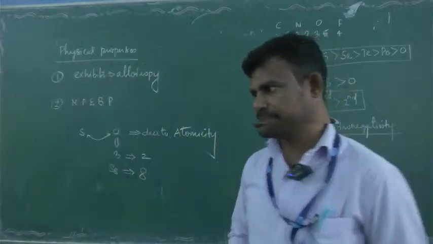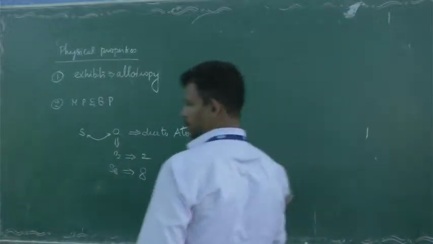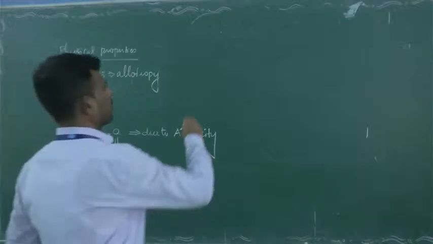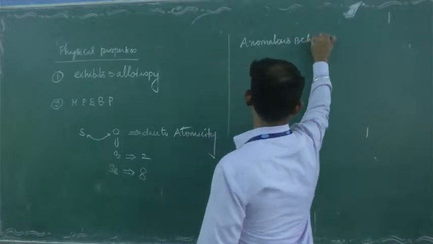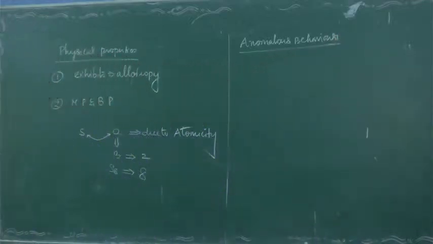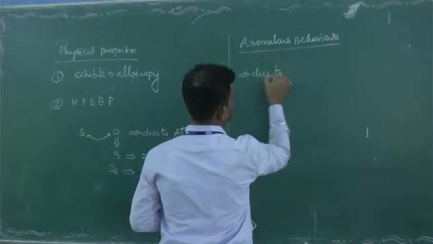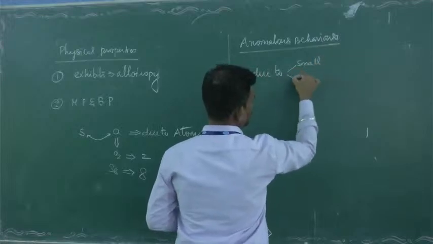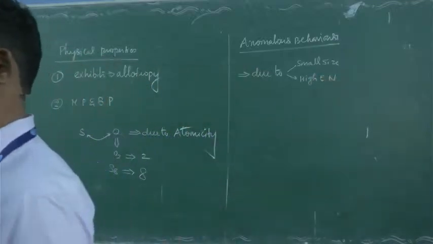Next, anomalous behavior of oxygen. Any reason for the anomalous behavior? The first reason is small size and high electronegativity. Small size and high electronegativity.